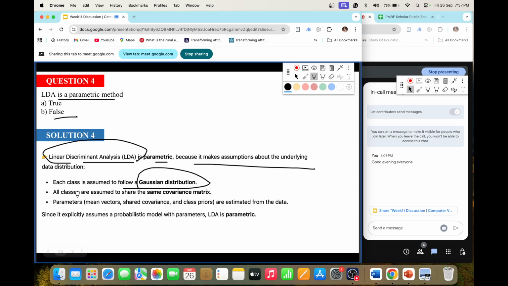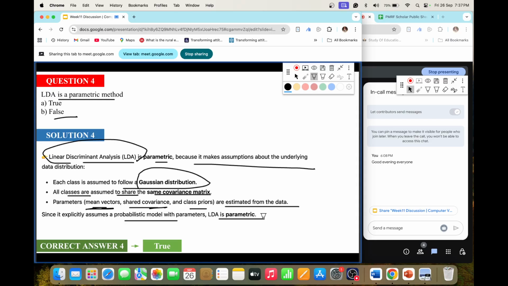Okay, so that is why all classes are assumed to have the same covariance matrix. The parameters, the mean vector, the shared covariance and the class priors, are estimated from the data. Since it explicitly assumes a probabilistic model with parameters, LDA is parametric. So option A is the correct answer.